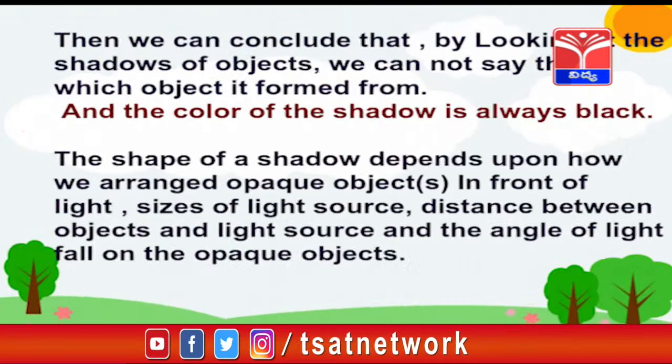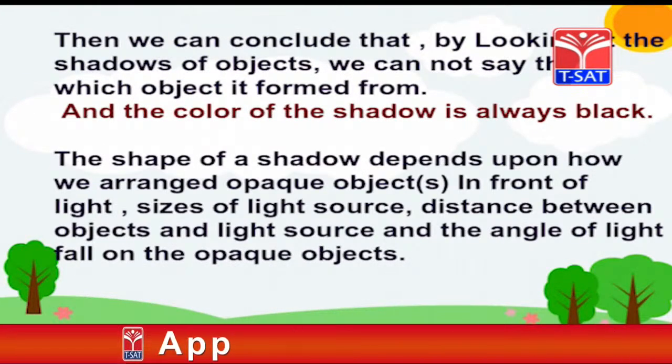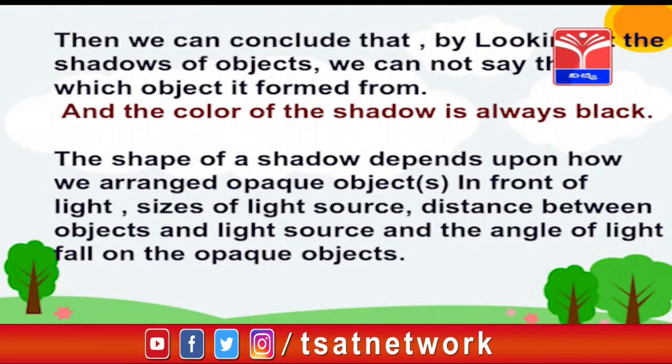The shape of a shadow depends upon how we arrange opaque objects in front of the light, the size of the light source, the distance between the objects and the light source, and the angle at which light falls on the opaque objects.